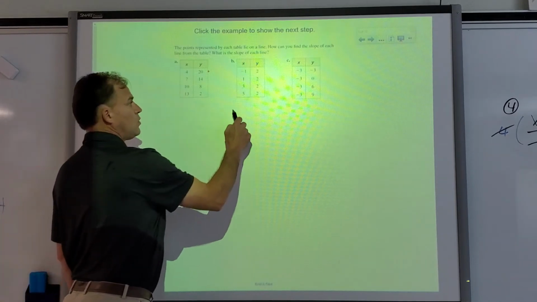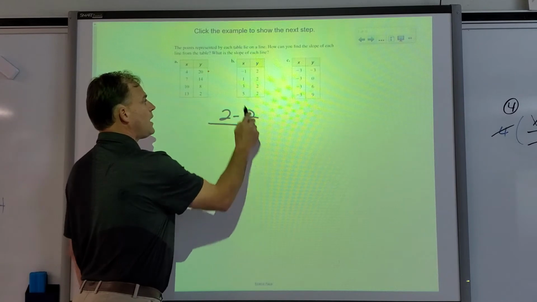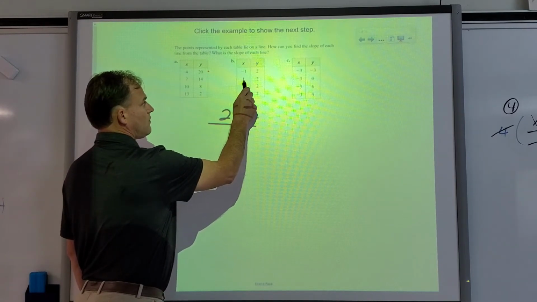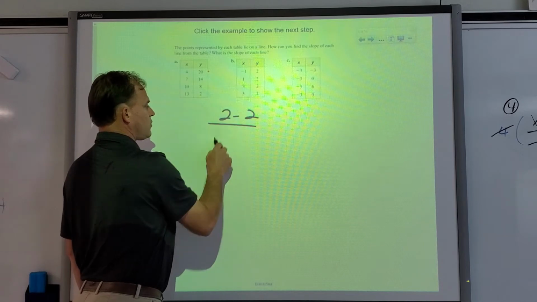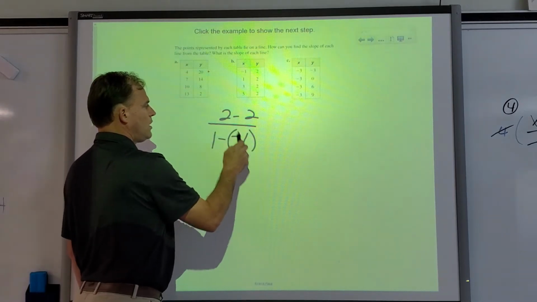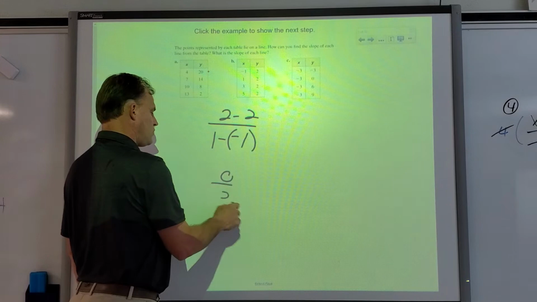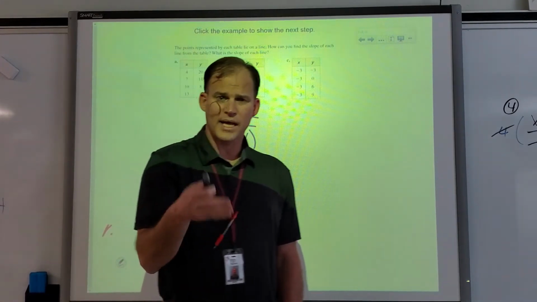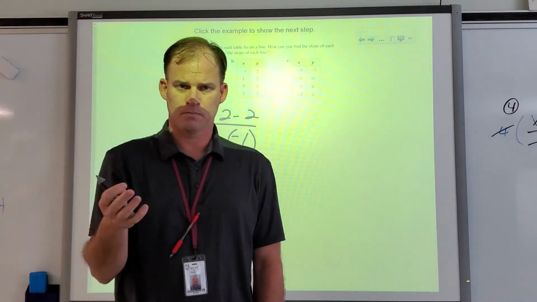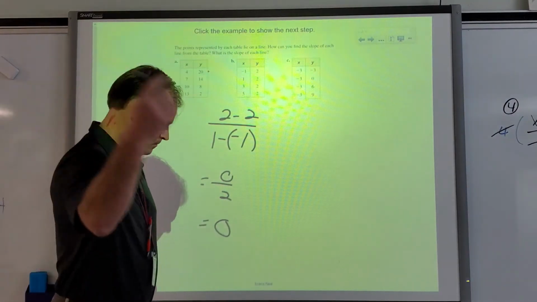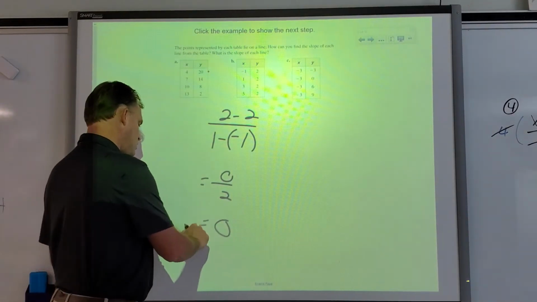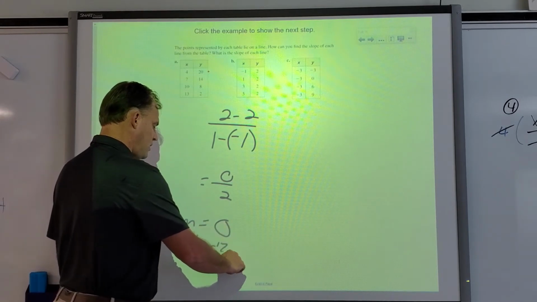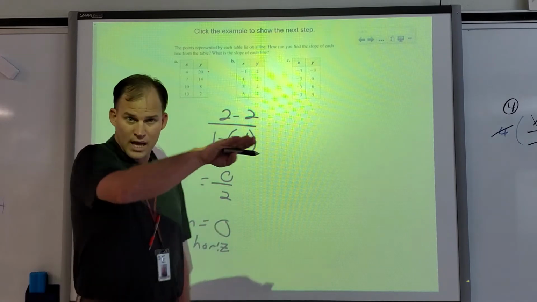B: y minus y over x minus x. So if I'm going this way, the second one minus the first one. 1 minus -1 is 2. 2 minus 2 is 0, over 2. So that's 0. What kind of line has a slope of 0? So the slope is 0. Remember, this is a horizontal line, flat across.